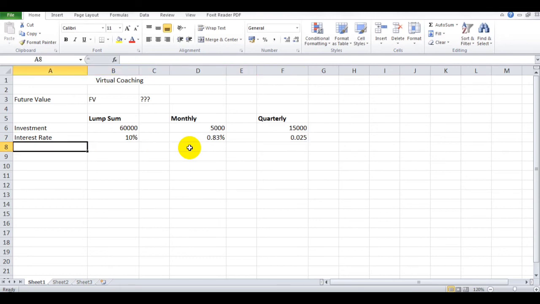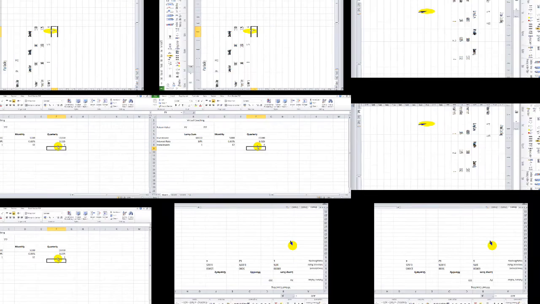So how many installments are we paying? In case of a lump sum amount, we are paying just one installment, just one investment. In case of monthly investments, we will be making 12 investments because we will be paying 5,000 rupees every month. In case of a quarter, we have 4 quarters in a year, so we will be making 4 investments if we are investing quarterly.